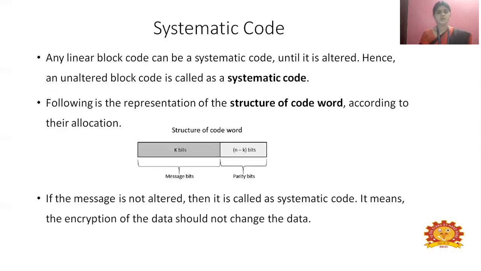Systematic code. Next one is the systematic code. A linear block code can be a systematic code as long as it is unaltered. Therefore, an unaltered block code is called a systematic code. The following shows the structure of the code word, that is, message bits followed by the parity bits, otherwise the check bits. Here k bits refer to the message bits and n minus k bits refer to the parity bits, otherwise the check bits. So if the message is not altered, then it is called the systematic code. It means the encoding of data should not change the data.